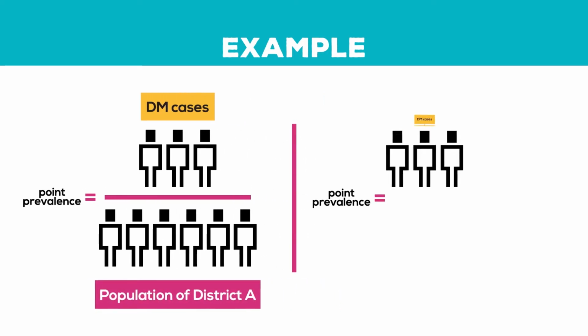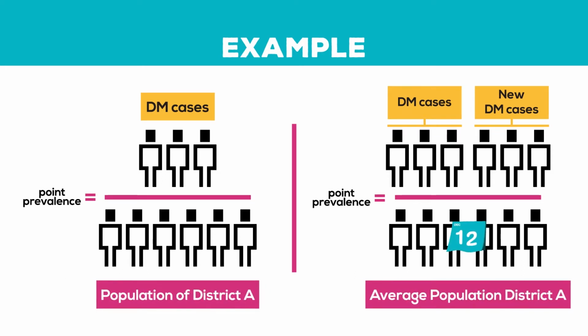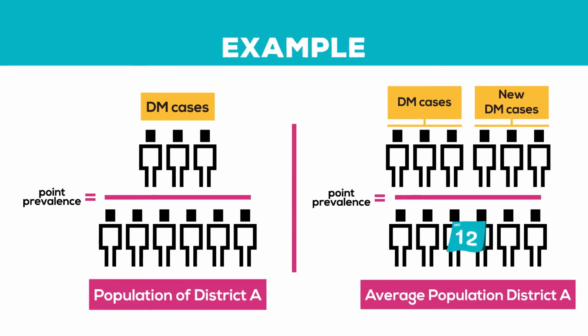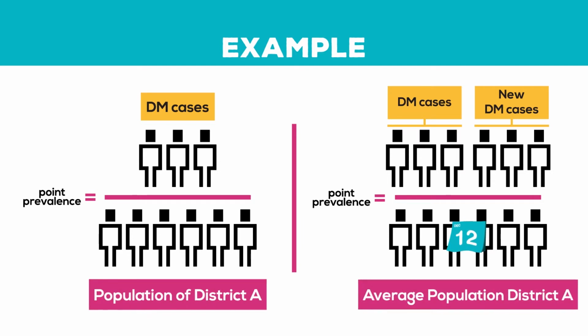Period prevalence of diabetes mellitus cases in District A for the year 2020 equals the number of old DM cases at January 1, 2020 plus the number of new DM cases in 2020, times 100, divided by the average population of District A in 2020. What is the difference between incidence and prevalence?